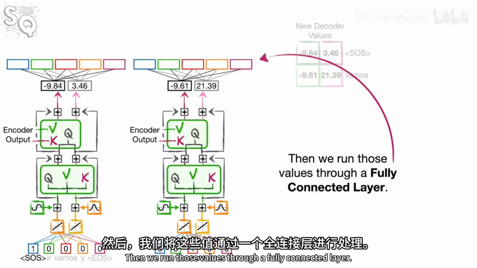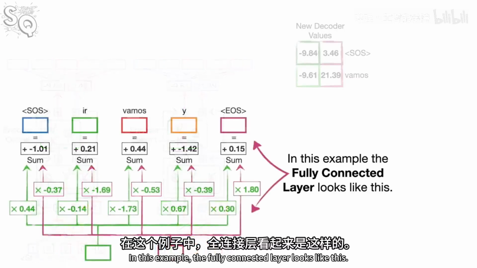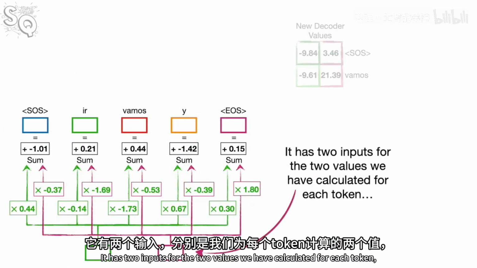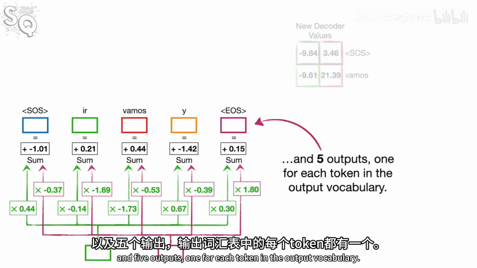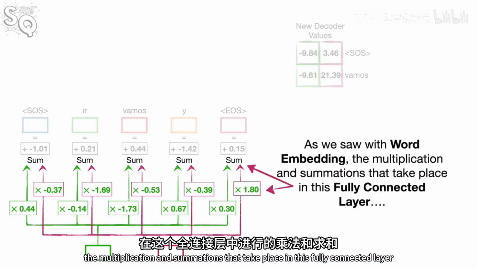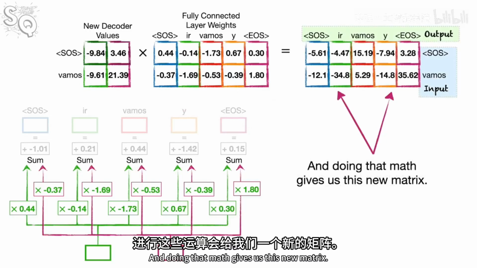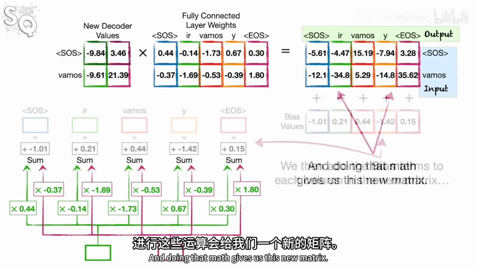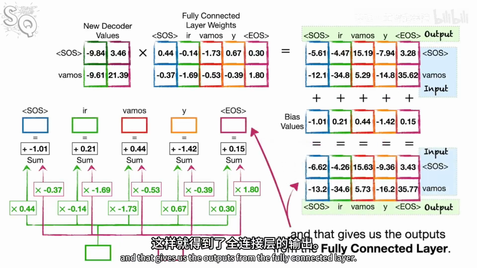The next step is to add the next set of residual connections. Then we run those values through a fully connected layer. In this example, the fully connected layer looks like this. It has 2 inputs for the 2 values we have calculated for each token, and 5 outputs, 1 for each token in the output vocabulary. As we saw with word embedding, the multiplication and summations that take place in this fully connected layer can be done for both tokens at the same time using matrix multiplication. And doing that math gives us this new matrix. We then add the bias terms to each column in the new matrix.